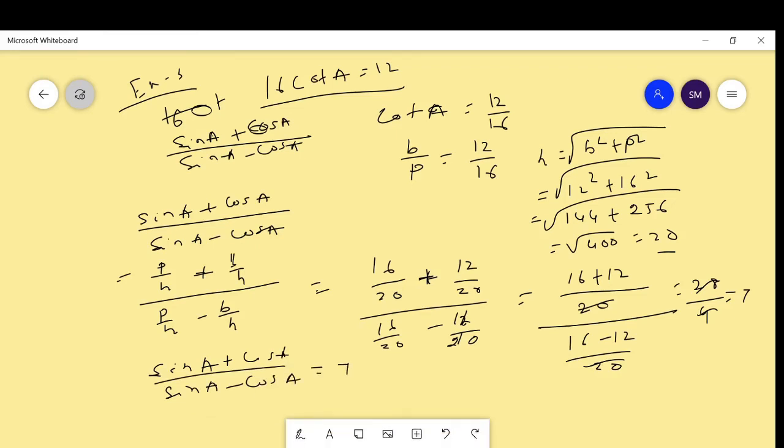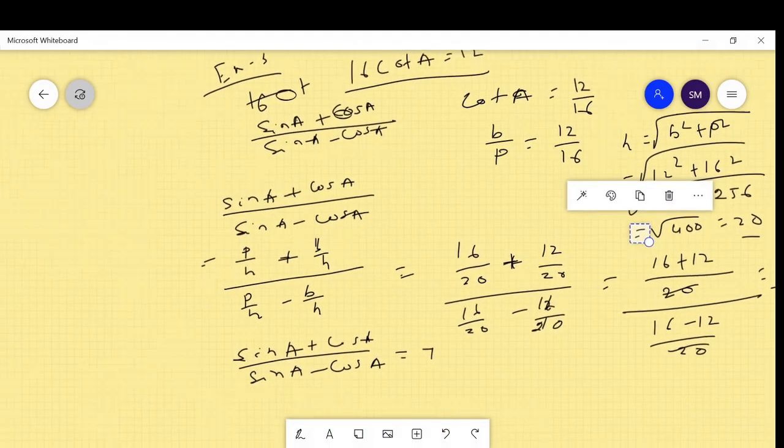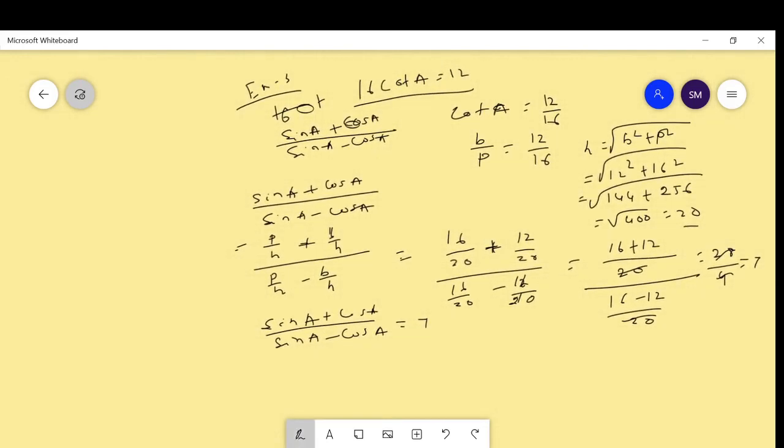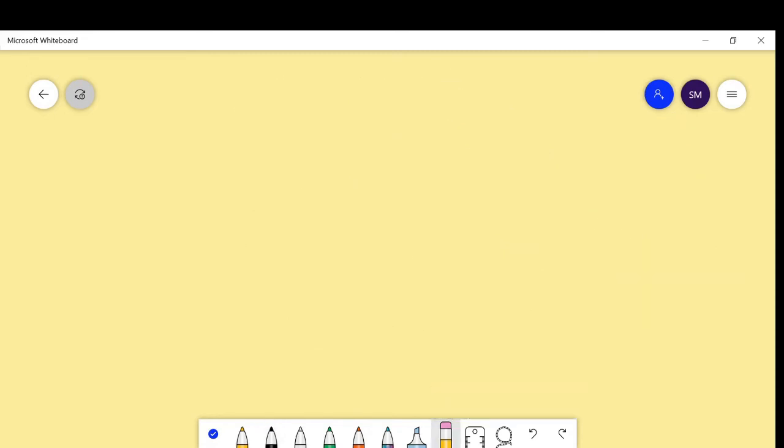Then the next part of the question. The second part says, find out the value of this. Then the next question. Please do your exercise and ask me your doubt. Same type of questions, please students, you please practice your exercises.